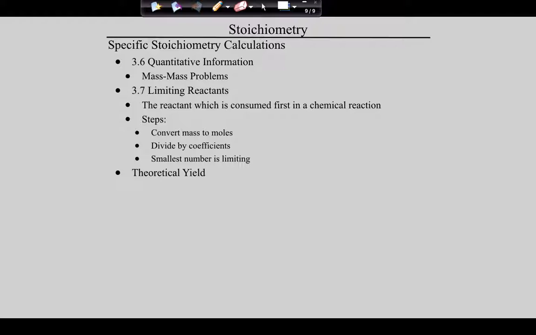So guys, the last thing is this, theoretical yield. Theoretical yield, which is the next thing in the chapter, the last thing in the chapter, is the maximum amount of product that a reaction will be able to produce. It's calculated by doing a mass-mass problem. But the thing that limits the theoretical yield is the limiting reactant.